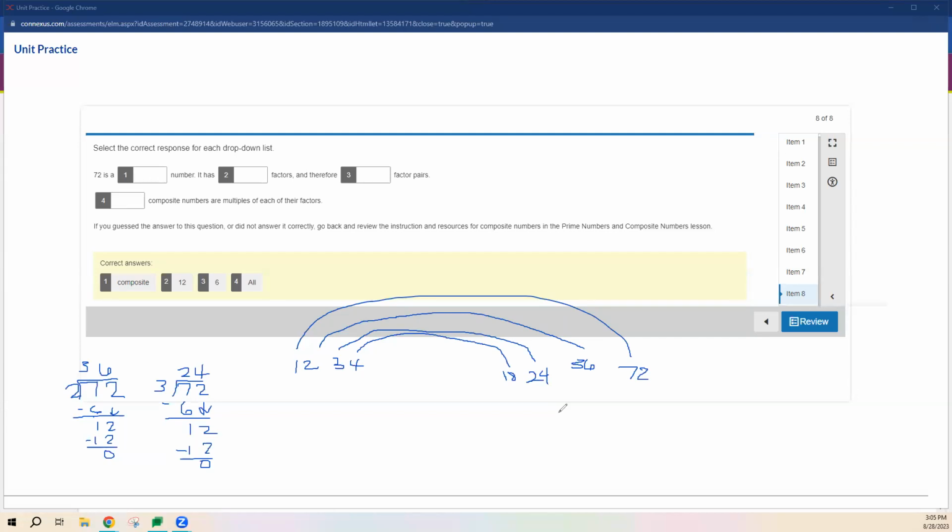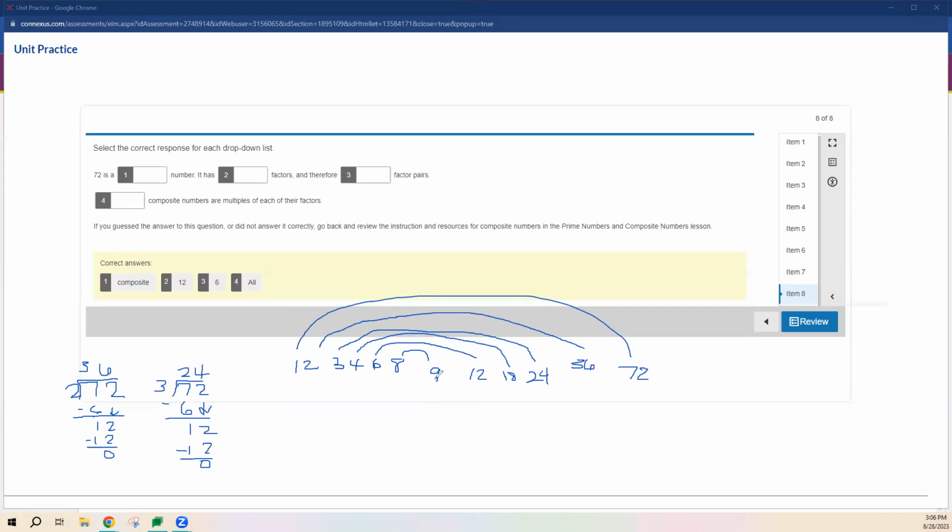What about 6? If 2 and 3 are factors, 6 is a factor. 6 times what? Let me think about my 12's times table. 12, 24, 36, 48, 60, 72. Yes, 6 times 12. What about 7? No. What about 8? Yes, 8 times 9 is 72. And 9 is on the other side of the rainbow, so I'm done.